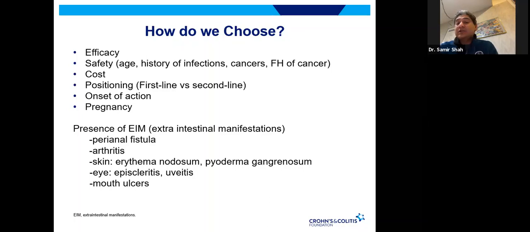We think about extraintestinal manifestations. So do they have other things besides colonic or small intestinal involvement: perineal fistulas, arthritis, skin issues like erythema nodosum, eye issues, or mouth ulcers? Certain biologics work better for those extraintestinal manifestations. Next slide.